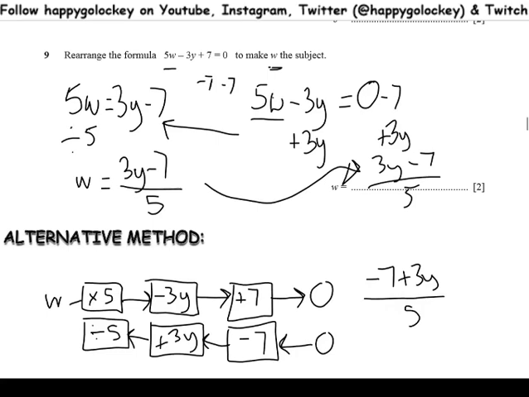Or, if you prefer to write it like I do, with positive numbers first, we'll go 3y, take away 7, all over 5. Any one of those would give you the same answer, and it would give you 2 marks for rearranging the subject. Hope you've enjoyed that one.